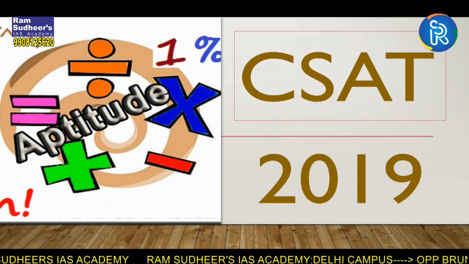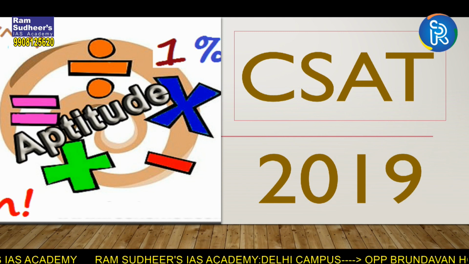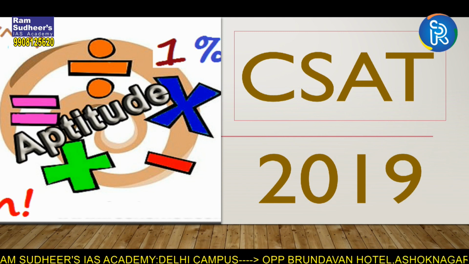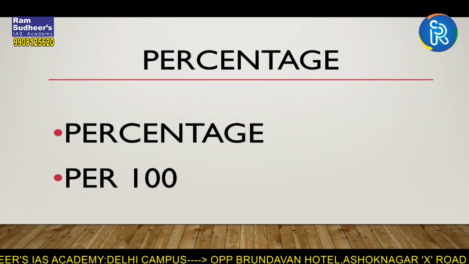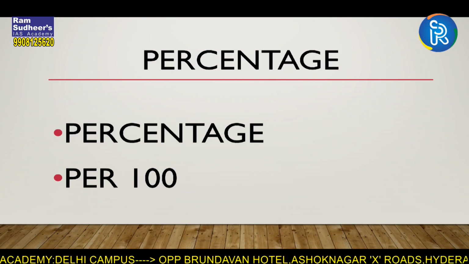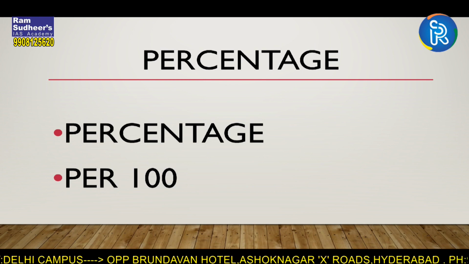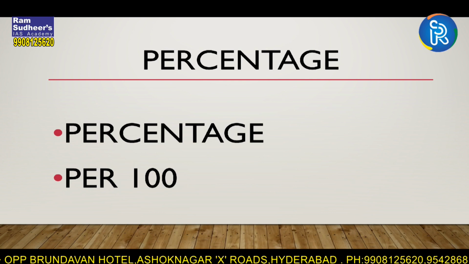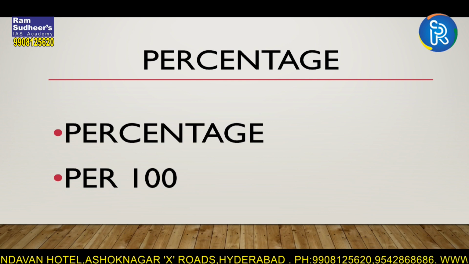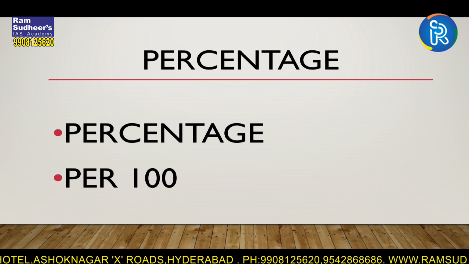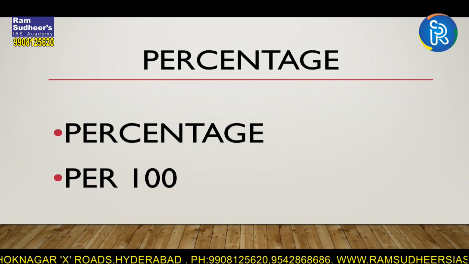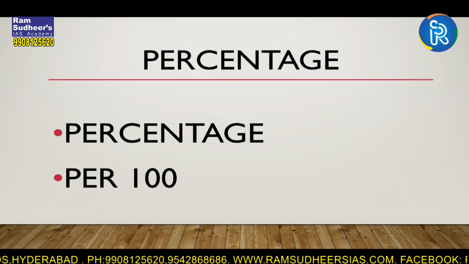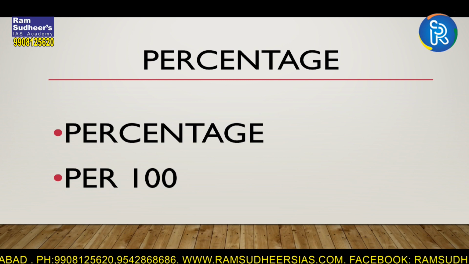Percentages is one of the most important chapters, not only for CSAT but also for various other competitive examinations which contain quantitative aptitude. We can expect questions from this chapter directly, and this chapter can also be helpful for solving problems related to profit and loss, compound interest and simple interest, just as LCM and HCF are used for solving problems related to speed, time and distance, time and work, pipes and cisterns, etc. Percentages will be used in solving problems related to simple interest, compound interest, and profit and loss.